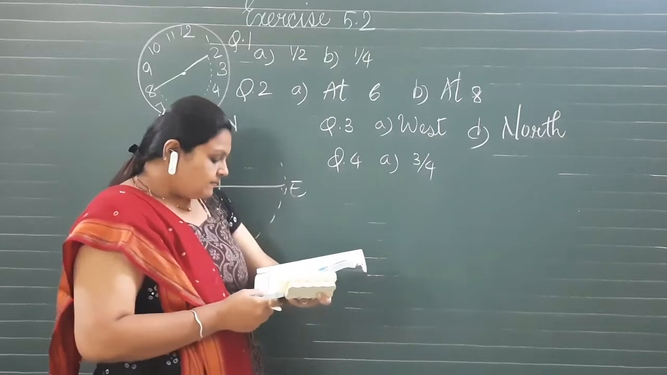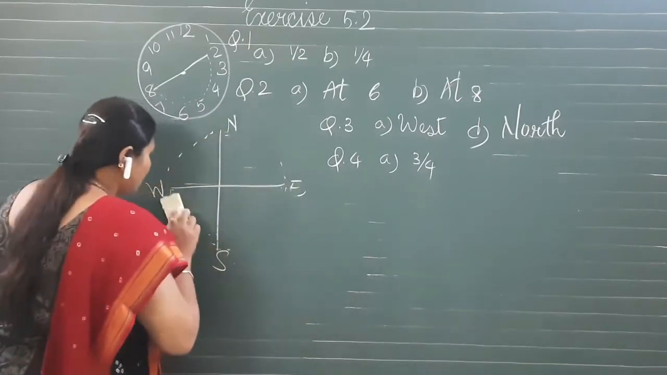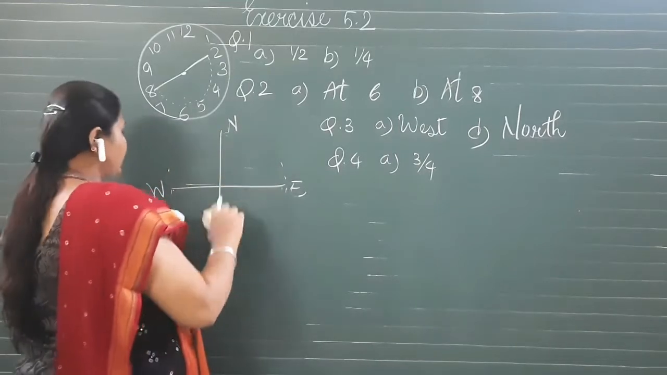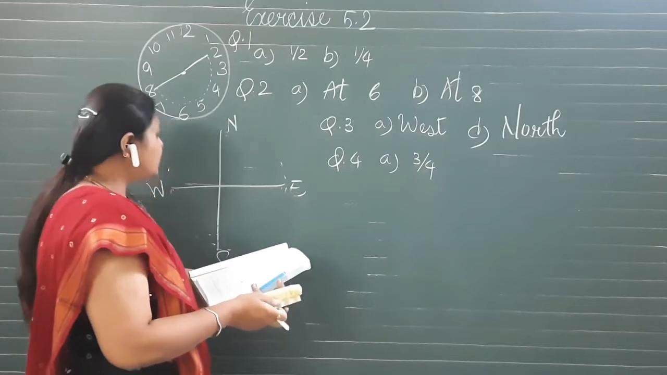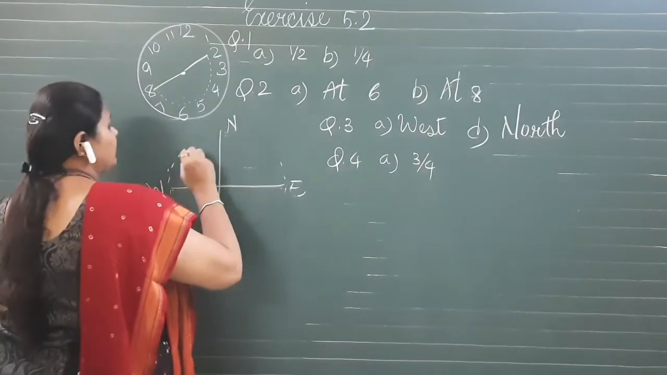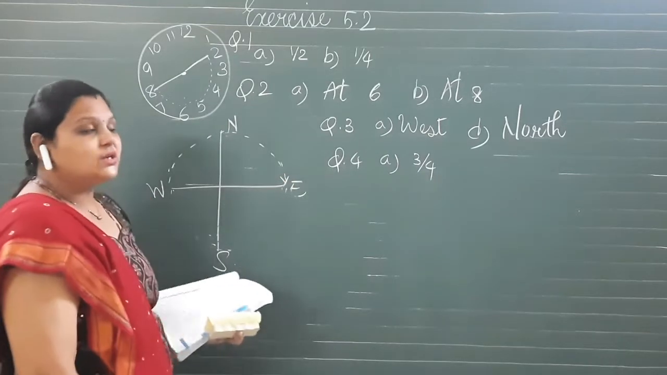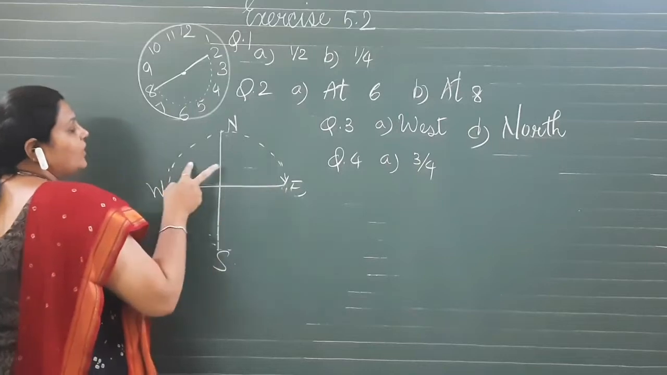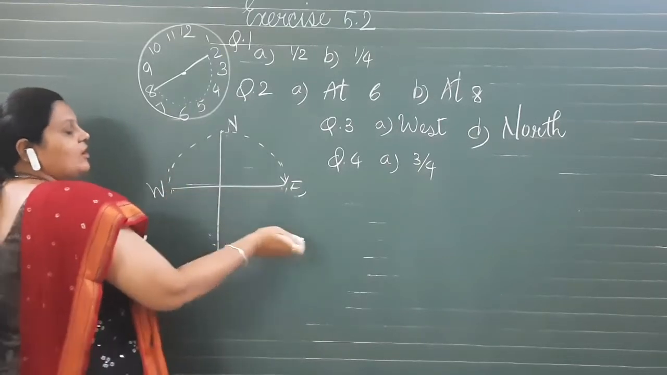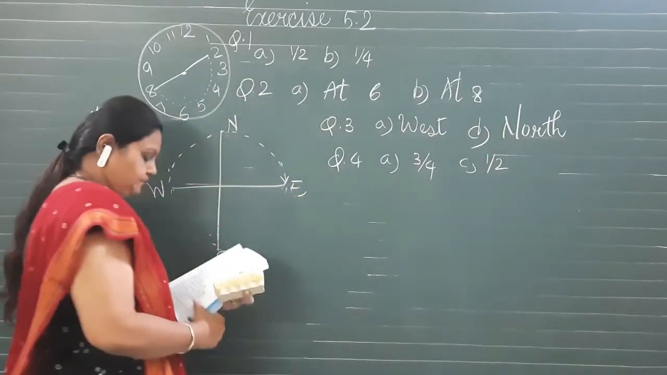Now next is C. You are at west. So again our starting point will be west and turning clockwise to east. Clockwise means this way. So you will be at east. So the revolution is half. So here we can say half revolution is done.